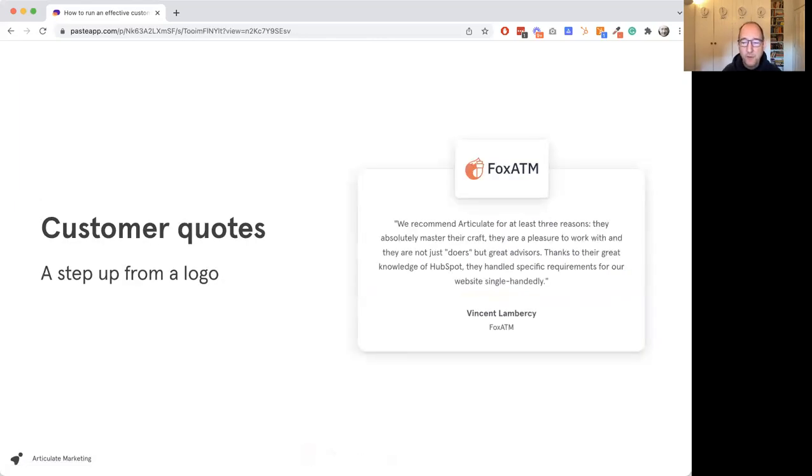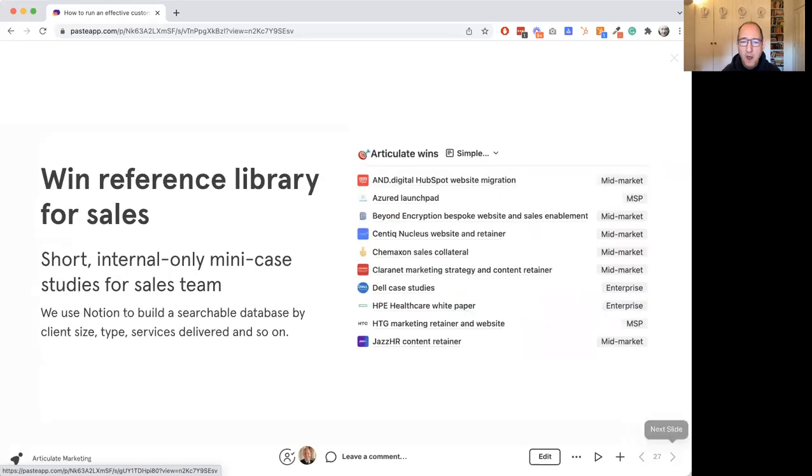Customer quotes. This is from our site. We have a little carousel with different customer quotes. This is quite reassuring anti-objection copy on a website. Look, we work with real companies like you.